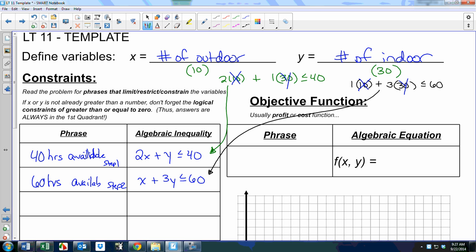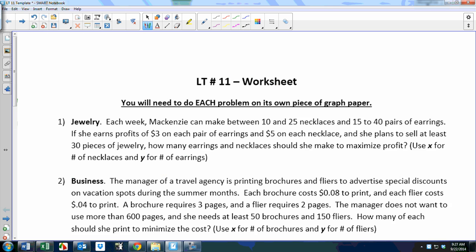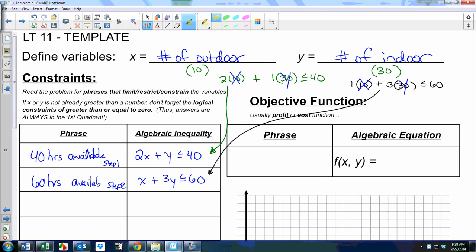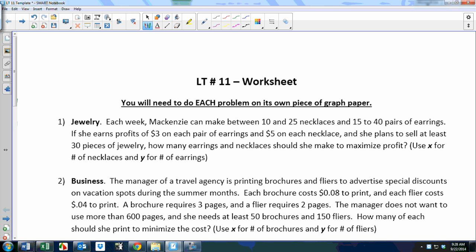Now I'm going to go back to the word problem and cross out everything we've already used. All right, we've used the first sentence, and the second sentence doesn't have any information that bears on our inequalities. We've used that. We've used that. So there's only two things left that we haven't used: profit of $20, profit of $15, and the rest of the problem is just asking what's the maximum, right? So those two pieces of information, what were they again?